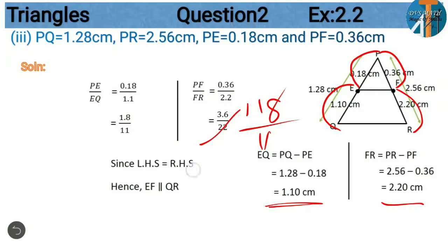So in both the cases LHS is equal. So they are equal, their corresponding sides are divided in the same ratio, then they are parallel. So here you can consider it as EF is parallel to QR. This is about sub question 3.